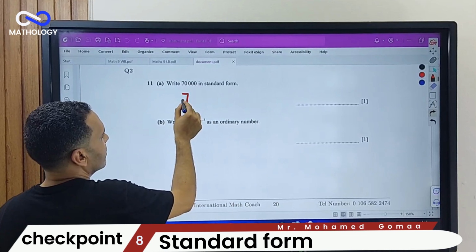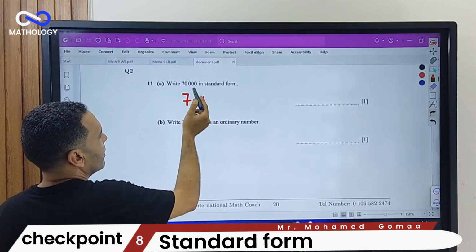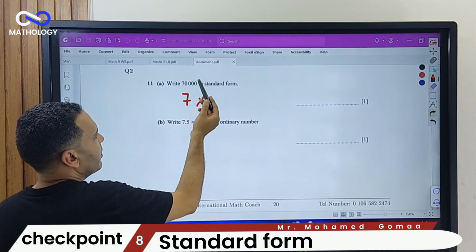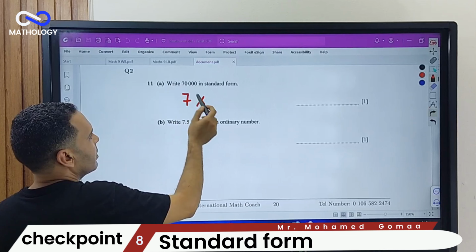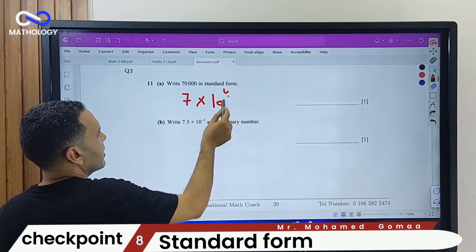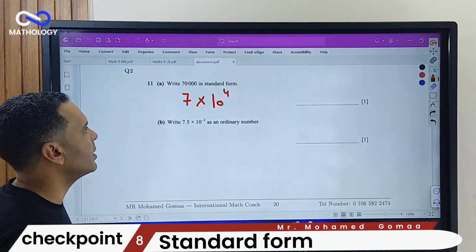It will be 7. Multiply by... We move the decimal point how many places? 1, 2, 3, 4. 4 places to the left. It will be 7 multiply by 10 to power 4.